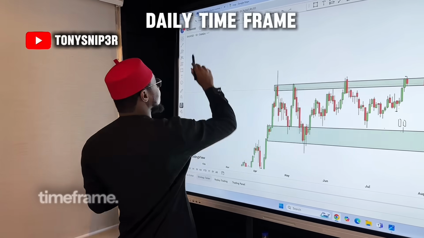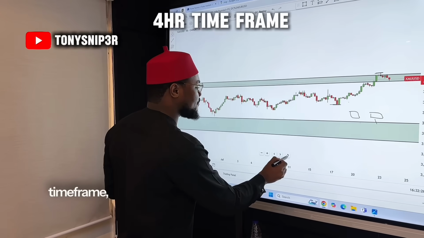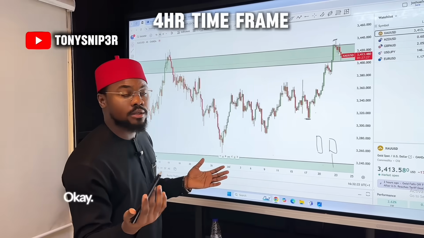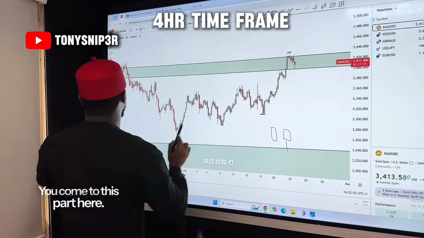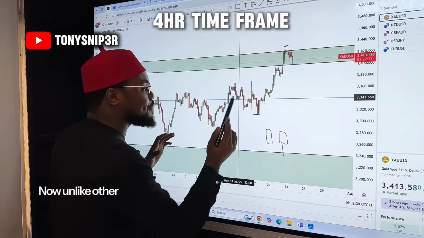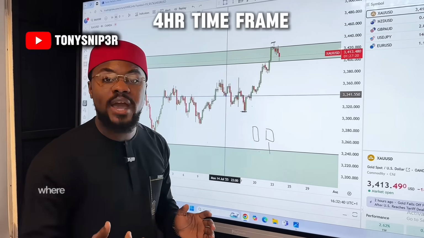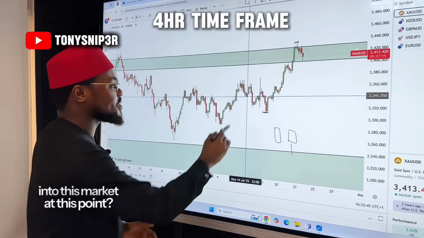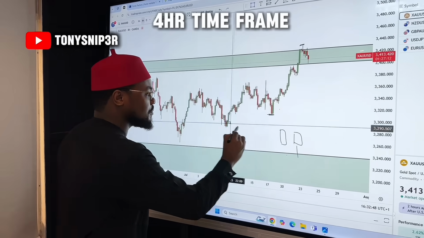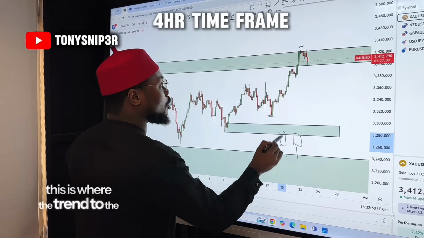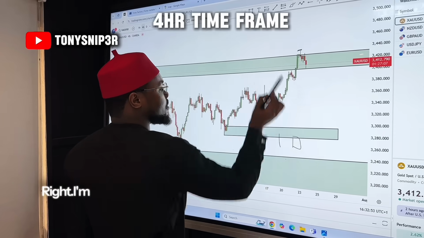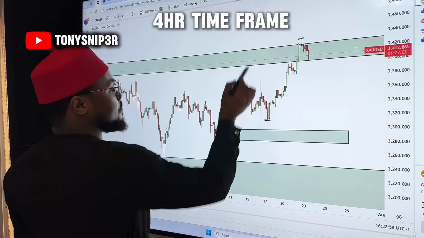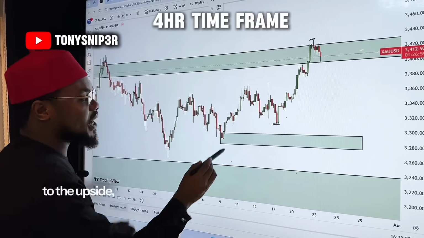Now we move to the 4-hour time frame. Now you're on the 4-hour time frame. What do you want to pay attention to here? The key levels that are easily visible. Okay? You come to this part here. Now, unlike other pairs, when it comes to gold, you want to pay attention to where impulse came into the market. Now, where did an impulse come into this market at this point? Here. This is where the trend to the upside started. Right? I'm sure you can actually see it. Let me take this out.